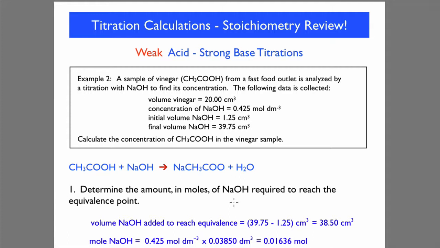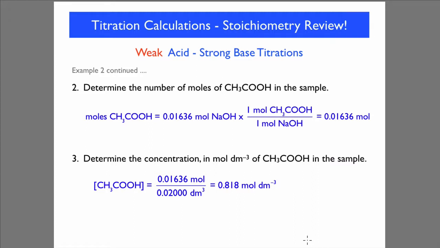So the volume of sodium hydroxide added is going to be final volume minus initial volume, which gives that volume there. Then, to get the moles of sodium hydroxide, we're going to do concentration times the volume. Obviously we're going to change centimetre cubed to decimetre cubed first. Now we've got the moles of sodium hydroxide. There's a little reminder in yellow, just because so many people get a bit confused with that.